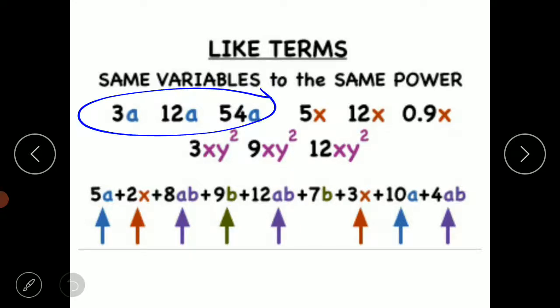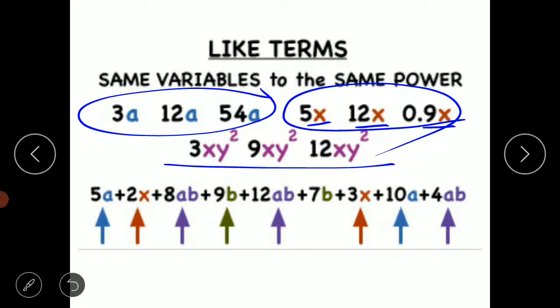Likewise, see the next, you need not worry about the coefficient, that is the numerical value. Just see the variables. The variable should be the same. The variable can be only one or two or three or many, but it should be the same and with the same power. Here the variable is x, so we can name this term as x term. All the terms are x terms, so we say these are like terms: 5x, 12x, 0.9x, all these are like terms.